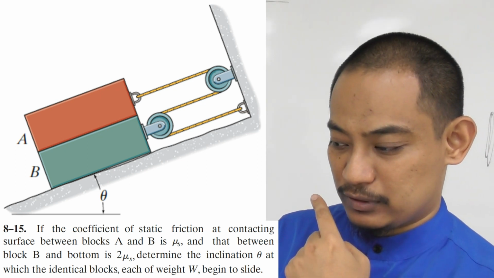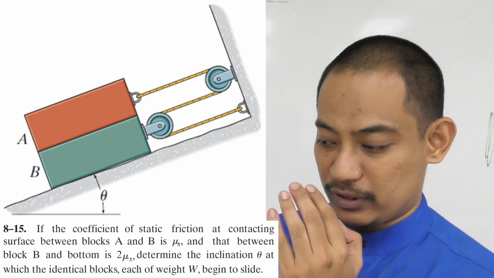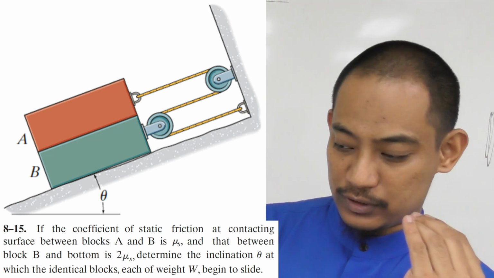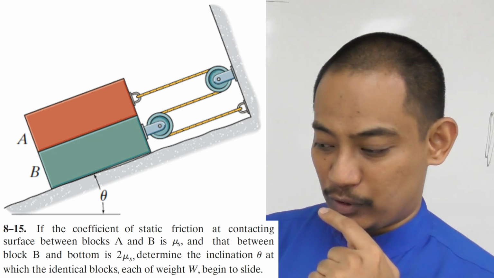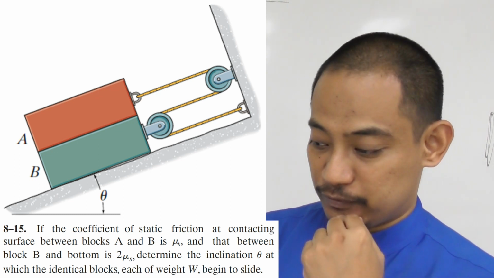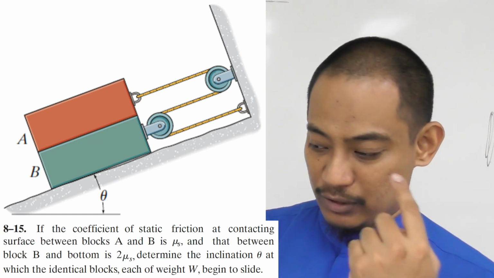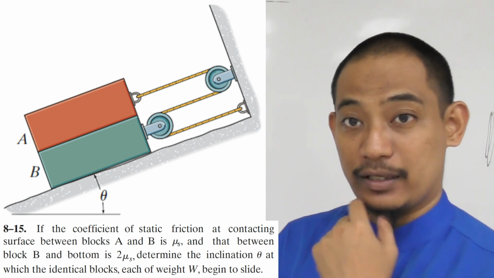So the configuration of the pulley means that if block A is to go downwards to the left, then block B will be pulled up by the cable, right? But if block B is going down, block A will be pulled up, right? So that's how it is being connected there.